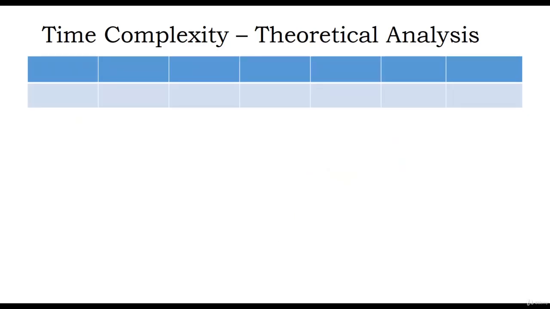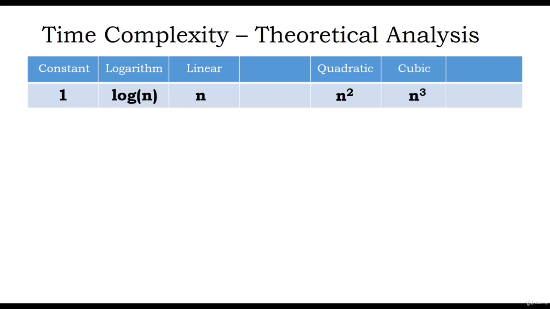Let us summarize the time complexities which we have seen earlier. First one is the constant, which takes 1 unit of time. Next we have seen the logarithmic, that is O of log n. Third one is the linear, which is O of n. Then we have also seen quadratic, which is O of n square. And cubic, that is O of n cube. We also have time complexity n log n, which we say as O of n log n. And finally, exponential, which is O of 2 power n.